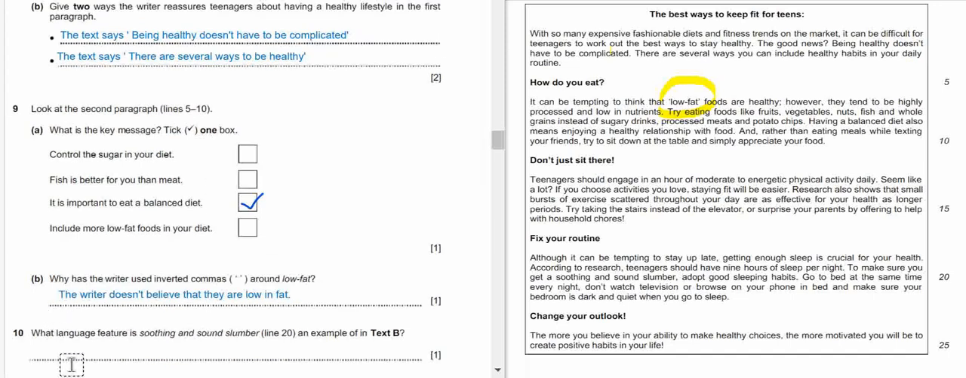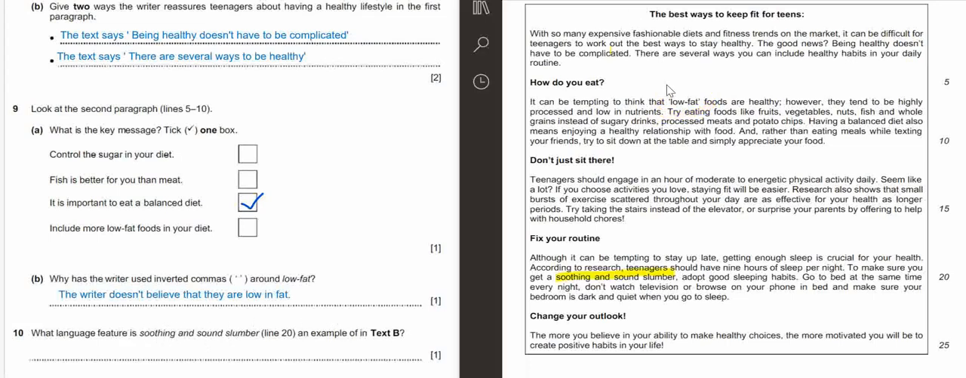What language feature is "soothing and sound slumber", line 20, an example of in text B? So the "soothing and sound slumber" is shaded with yellow now. So what language feature is "soothing and sound slumber" an example of? 10 seconds.